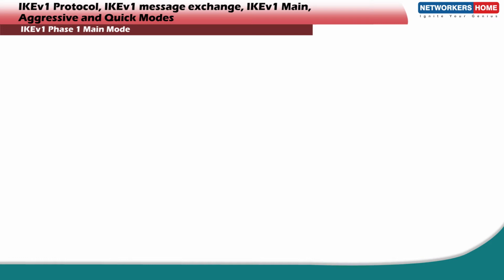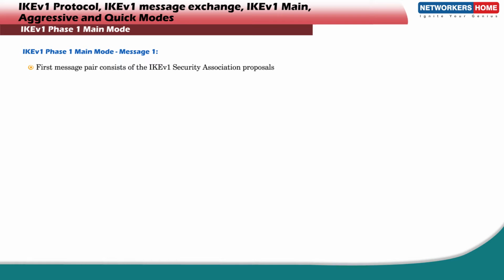IKEv1 Phase 1 main mode. IKEv1 Phase 1 main mode message 1. The IKEv1 main mode first message pair consists of IKEv1 security association proposals. The initiator proposes policies by sending one or more security association proposals. IKEv1 main mode message 1 contains IKE header, SA payload, proposal payload and transform payload.